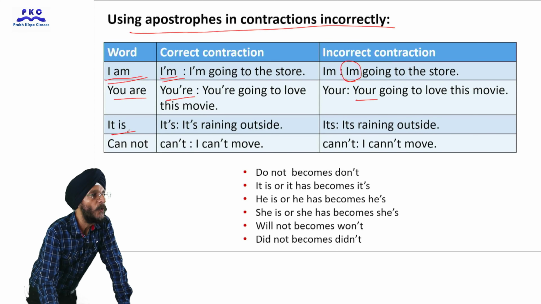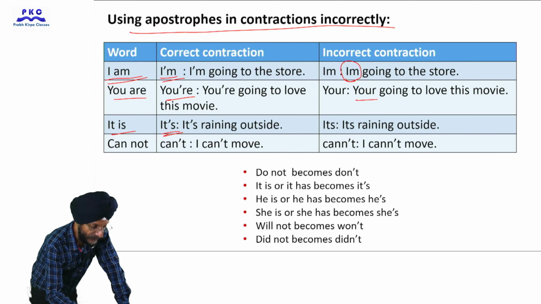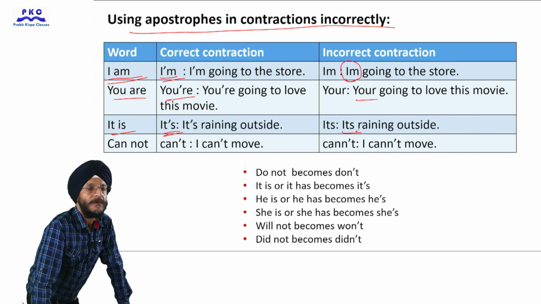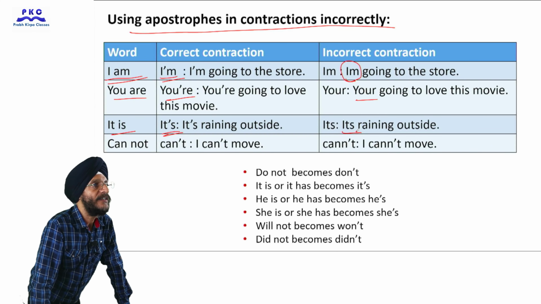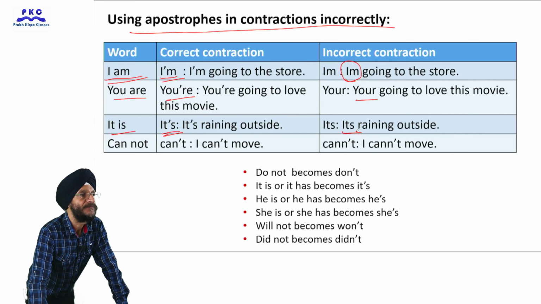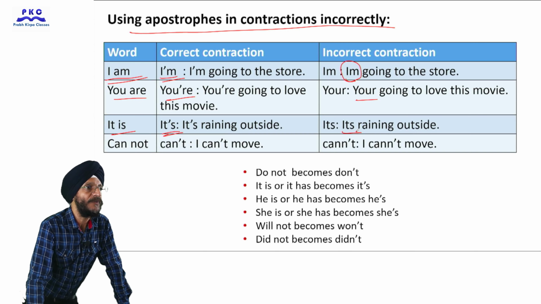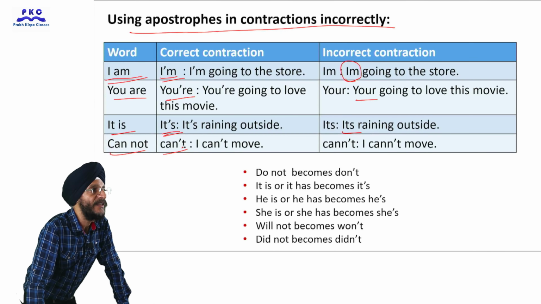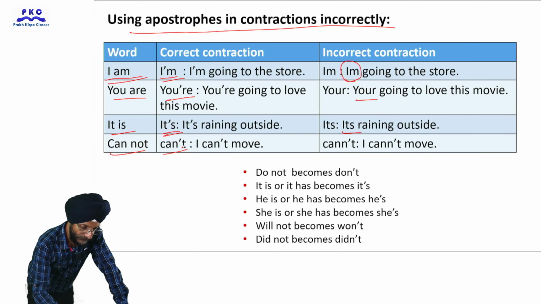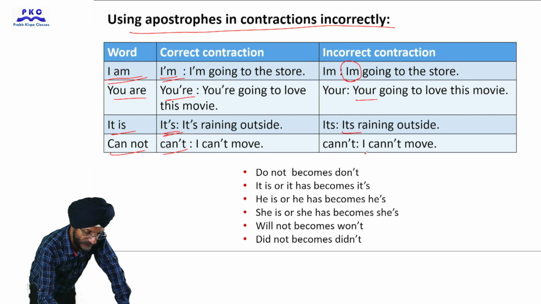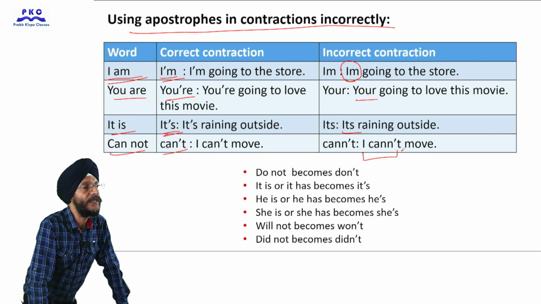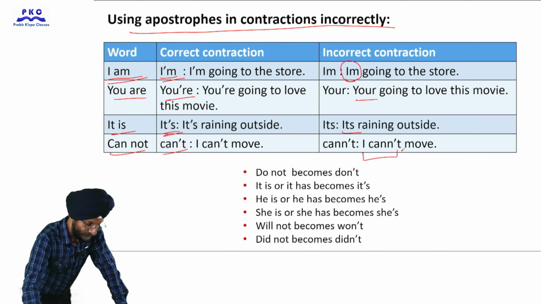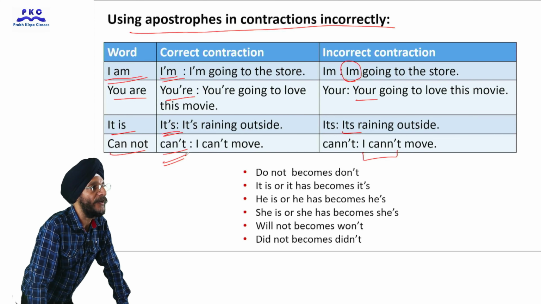It is or it has is written in this way, it apostrophe s. It's raining outside. If we write its and do not add an apostrophe, it is the wrong contraction of it is. Cannot is to be written in this way, can apostrophe t. If we write the contraction of cannot as CANN apostrophe t, it is the wrong contraction. It is can't. In this way, the contraction of cannot is to be written.